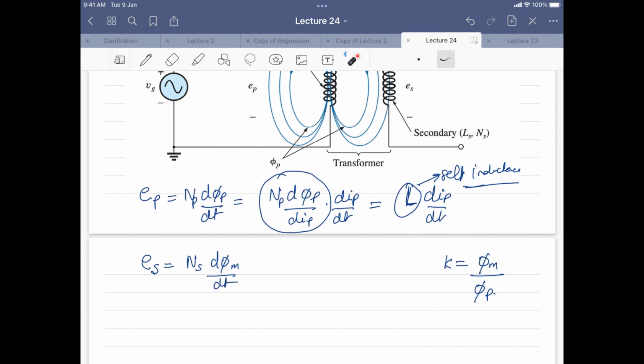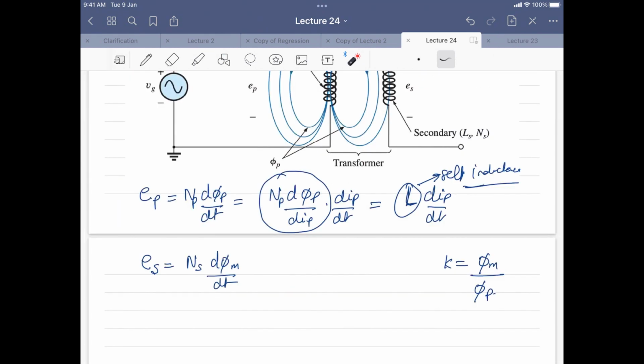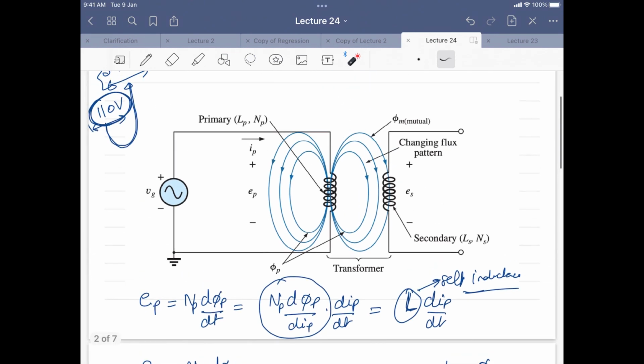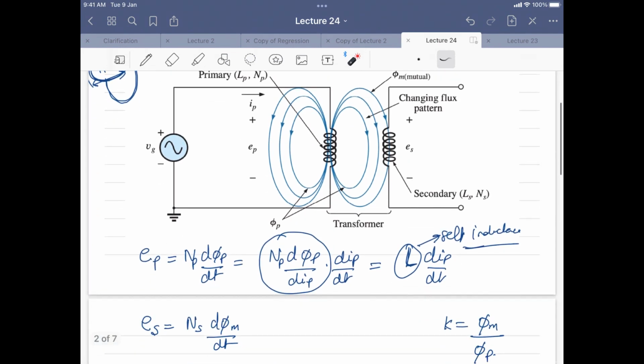Sir, is this coefficient of coupling the same as what we wrote in ES equals K EP? No, that one is different. Right now, when you are learning transformer, you said that ES will be some ratio of EP, so ES will be equal to K EP. So that is also coupling. Yeah, that one is coming from that.